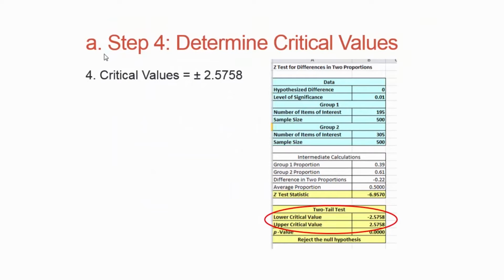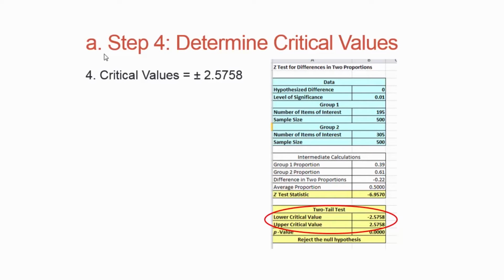Step 4. I've got my PHStat output up, which says z-test for difference in two proportions. So the hypothesized difference always is 0, remember. The level of significance is 0.01. So what we've done here is we've included the numbers that they gave us in the problem. 195 for males out of 500, 305 out of 500 for females. So those are the proportions, 39 and 61.